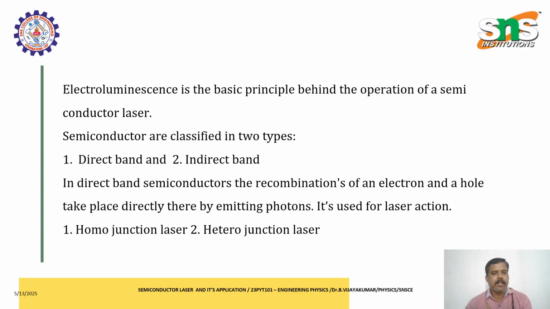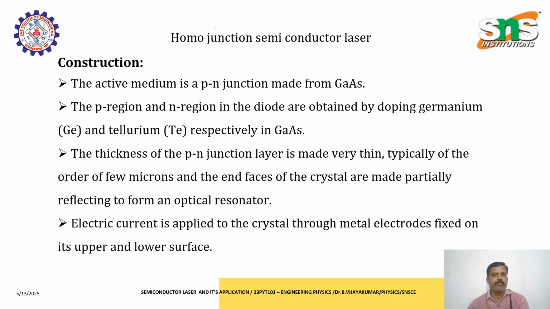The semiconductor is classified into two categories: one is direct band gap and the other is indirect band gap. This semiconductor laser is of the direct band gap type, because the recombination of electrons and holes takes place directly, thereby emitting a photon. It is used for laser action. So there are two types of laser action: one is the homojunction and the other is the heterojunction laser.